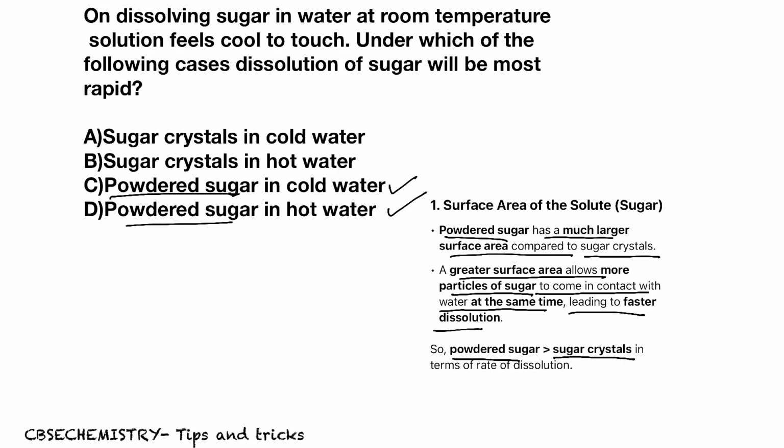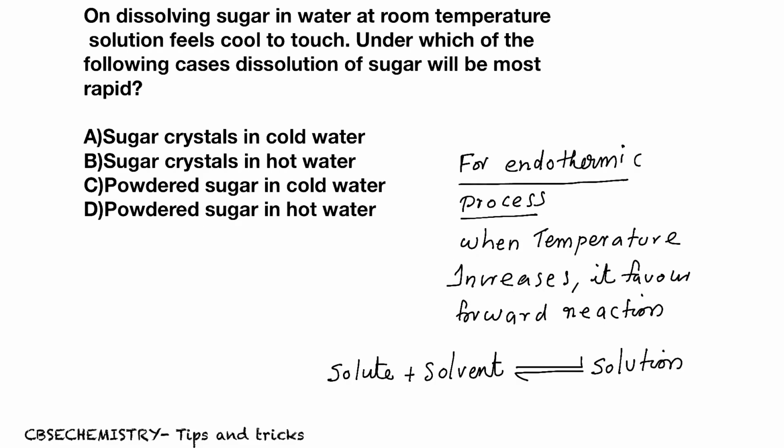Now we have to check the third and fourth key terms, which are hot water and cold water. In which type of water does the sugar dissolve faster? The solution feels cool to touch. What is the meaning of that? It absorbs heat, right? If it absorbs heat, is it endothermic or exothermic? We know, right? If something is absorbing heat, it is endothermic.